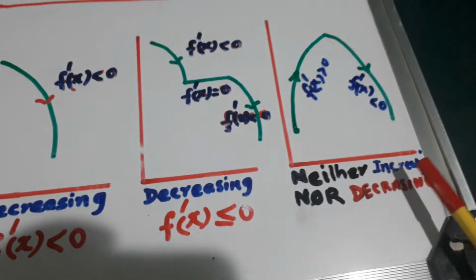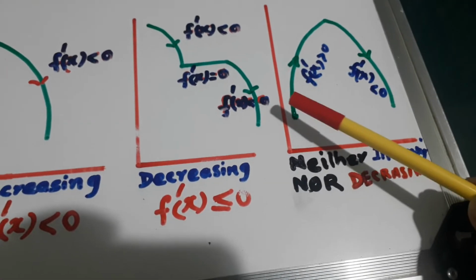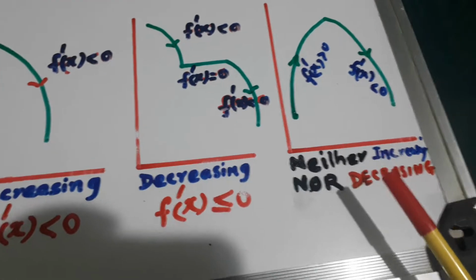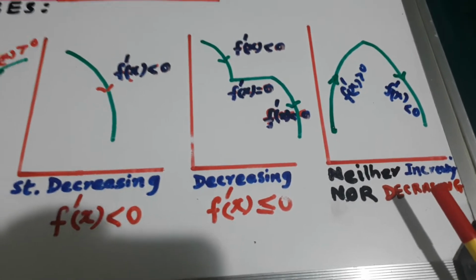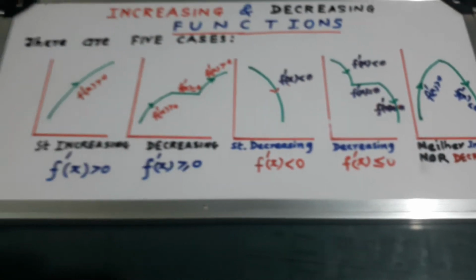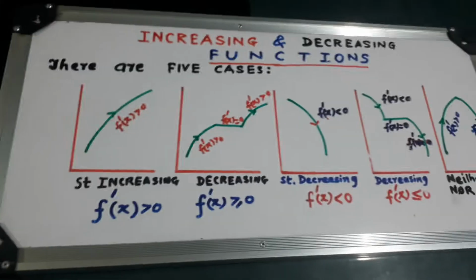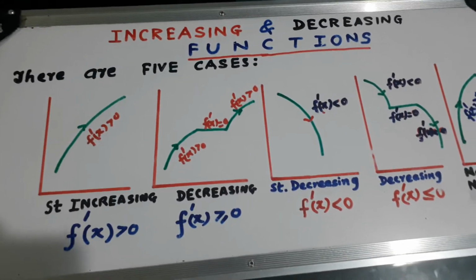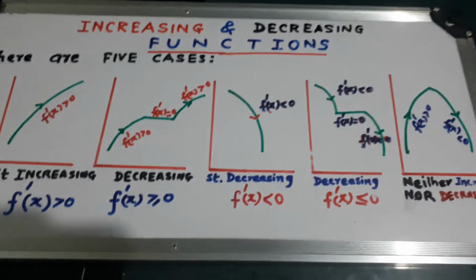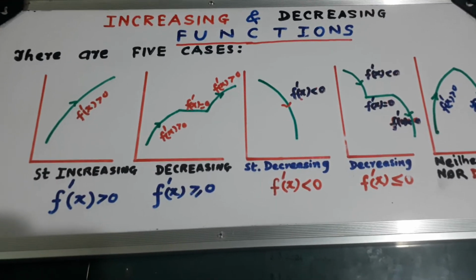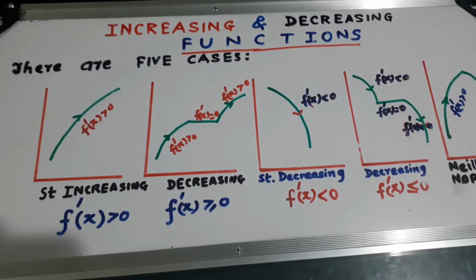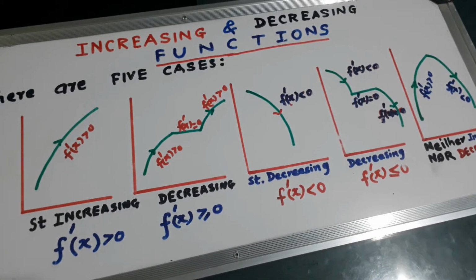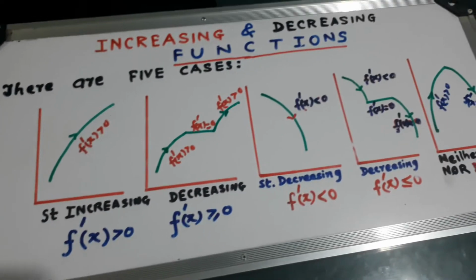This is neither increasing nor decreasing. Look here. This is strictly increasing, then it is strictly decreasing. So we call this neither increasing nor decreasing. Now, how to calculate with the help of derivatives that this is increasing or strictly increasing or decreasing or strictly decreasing.